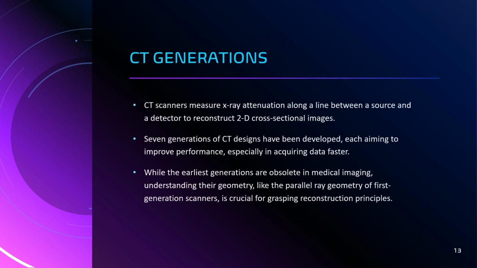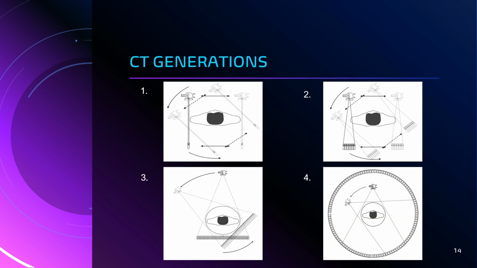CT scanners measure X-ray attenuation along a line between a source and a detector to reconstruct 2D cross-sectional images. Seven generations of CT designs have been developed, each aiming to improve performance, especially in acquiring data faster. While the earliest generations are obsolete in medical imaging, understanding their geometry, like the parallel ray geometry of first generation scanners, is crucial for grasping reconstruction principles. Now I will cover each of the seven generations quickly, one by one.